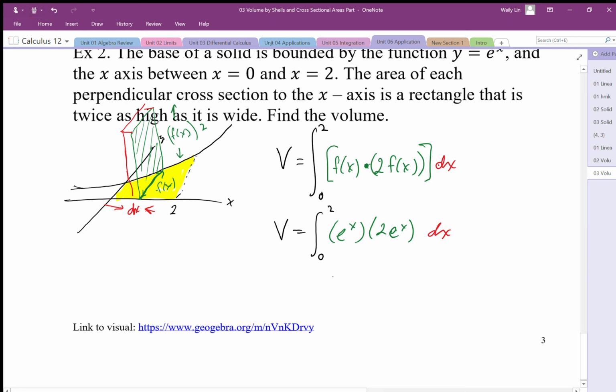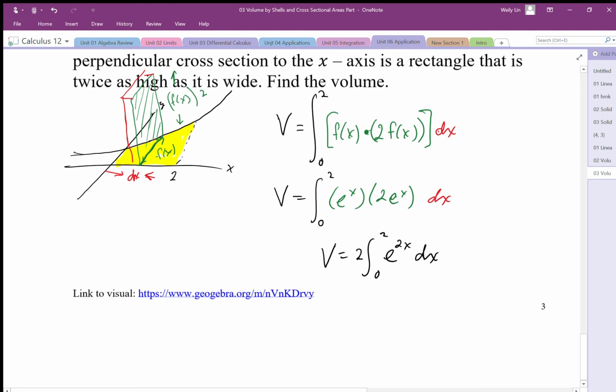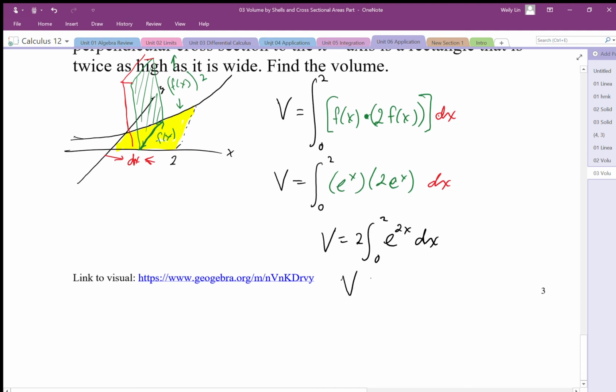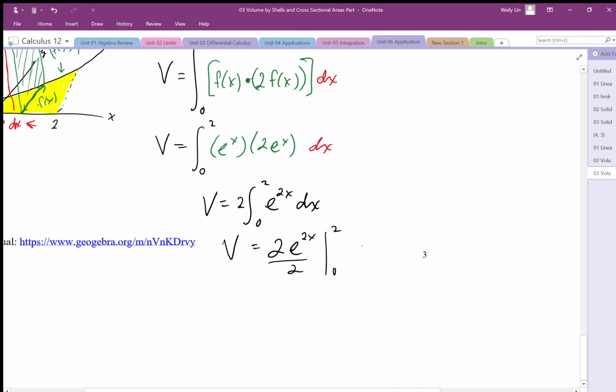So the integral actually works out to be fairly easy. It's going to be 2e to the x times e to the x, so 2e to the 2x. Integrating that, it just becomes 2e to the 2x over 2, and we're going to go from 0 to 2. Plugging in, the 2's cancel out, so it's e to the 4 minus e to the 0, which is 1. There's our volume in units cubed.